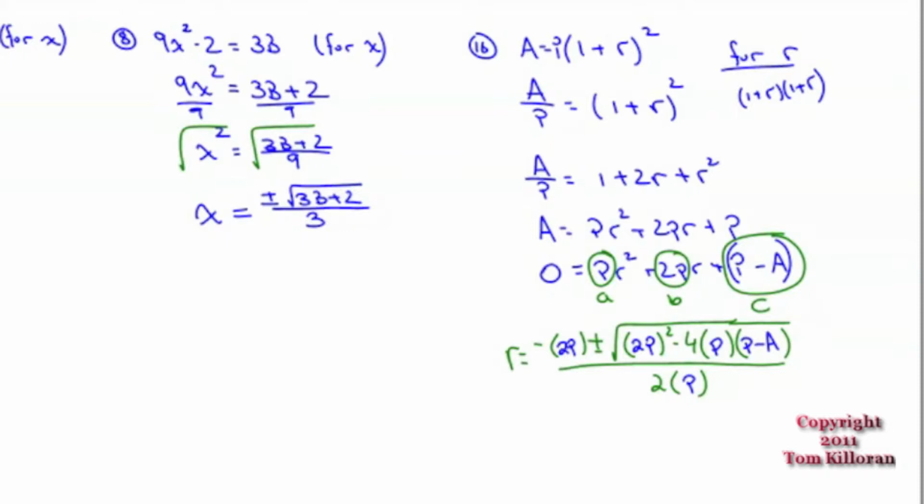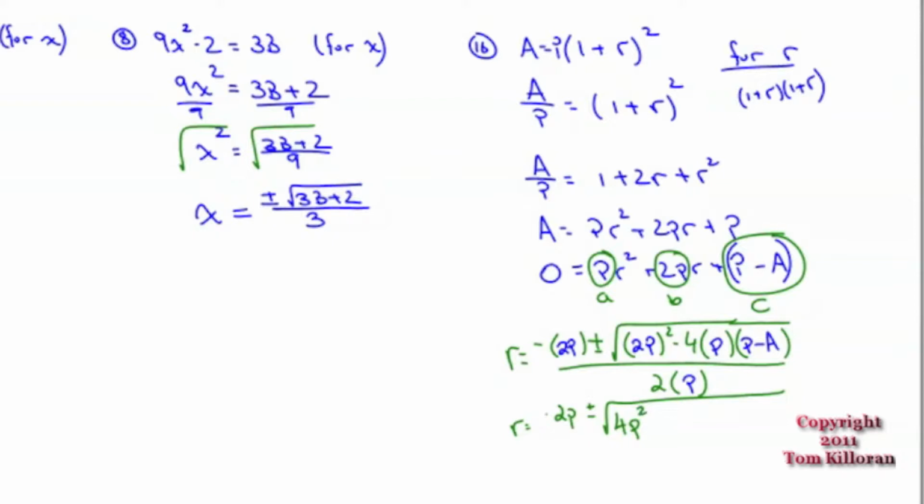Now there's not much you can do to it. I guess you can simplify it a little bit. This is R equals negative 2P plus or minus the square root of, what's 2P all squared? 4P squared.